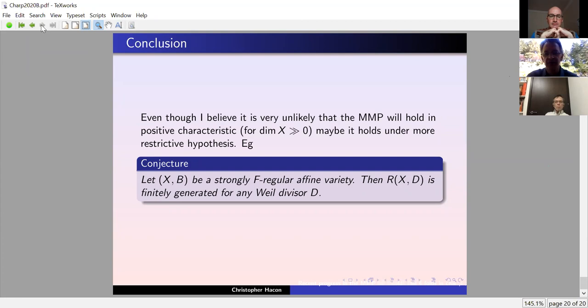Let's suppose that we have a strongly F-regular affine variety. Then we could ask, is it the case, maybe you could even conjecture, that the ring associated to any Weil divisor is finitely generated? Of course, if the divisor is Q-Cartier, this is obvious, but if it's not Q-Cartier, then this is an interesting question. We could hope that it's always true for strongly F-regular varieties, just like in characteristic zero, this is always true for KLT pairs. So maybe that's a realistic conjecture, but I don't think that anybody has made substantial progress. It is true in dimension 3, but in higher dimensions, I don't think that anybody has made substantial progress yet.